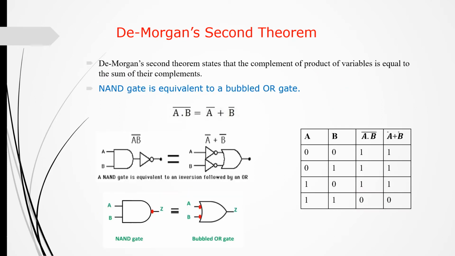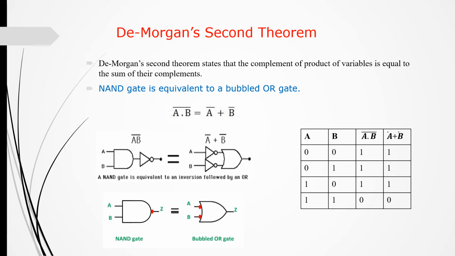Now we will see De Morgan's second theorem. De Morgan's second theorem states that the complement of product of variables is equal to the sum of their complements. (A into B) bar is equal to A bar plus B bar.